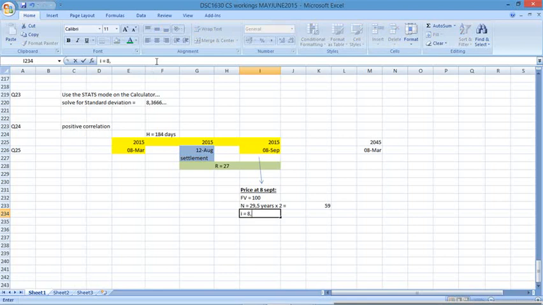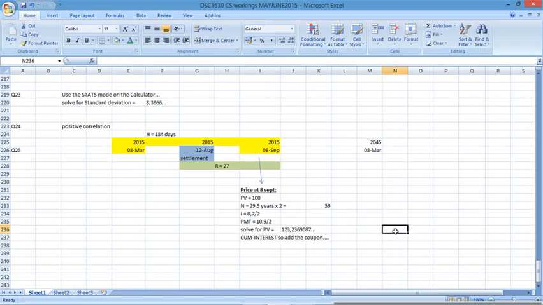The I, 8.7% divided by 2. The payment, 10.9 divided by 2. Solve for present value. If you solve for the present value, you're going to get 123.2369087. This is cum interest, so add the coupon. And the coupon here was 10.9 divided by 2, which is 5.45.